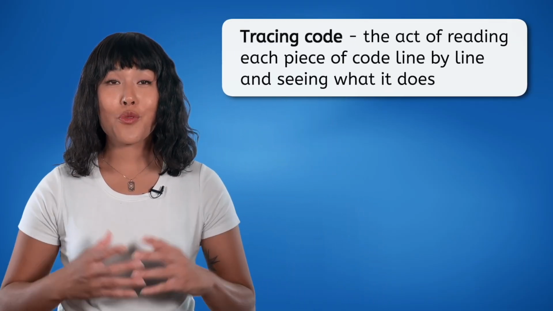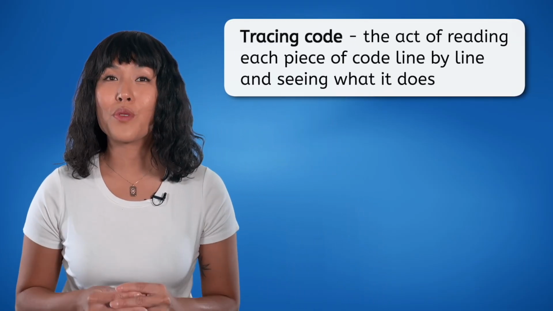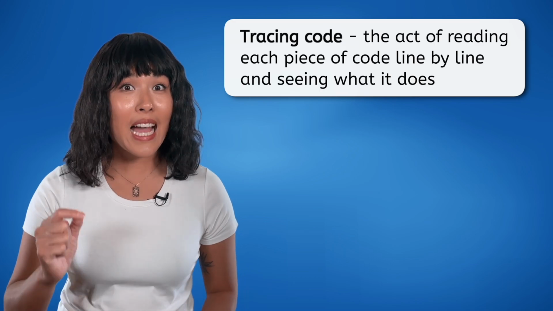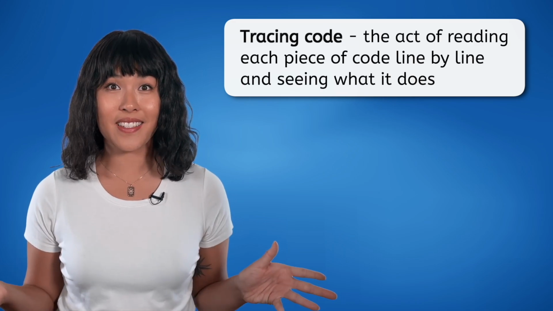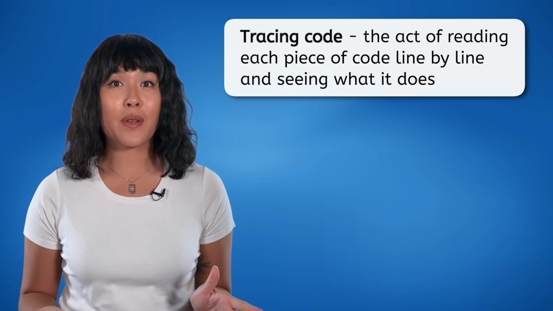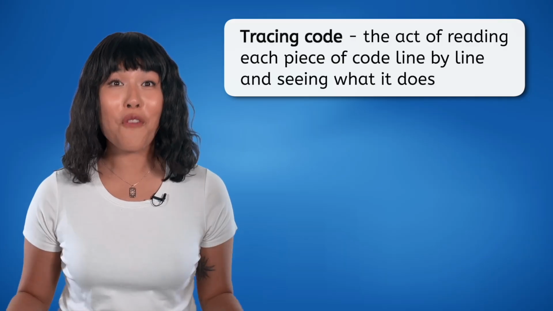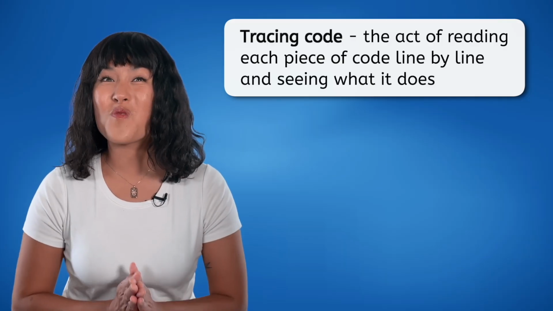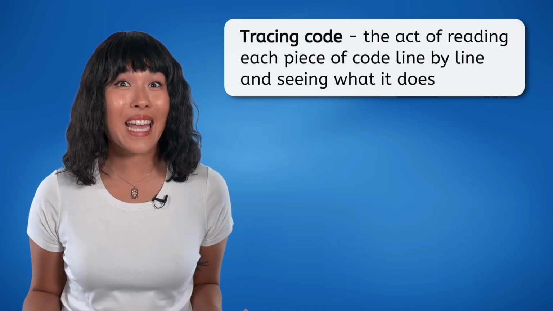The next communication will be a little more complex. Here is a great tip that you can use in all of your coding in order to determine if your code will be correct. Once you write out all of your code, you can do something called tracing your code. Tracing code is the act of reading each piece of code line by line and seeing what it does. By doing this, you can determine if the program will work even before it runs. This comes in really handy when you have complicated code.